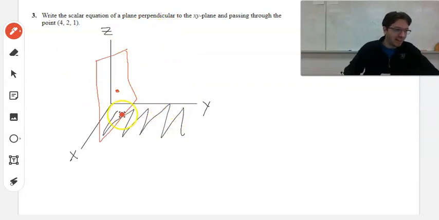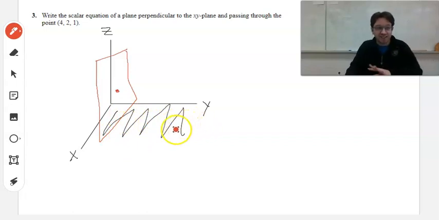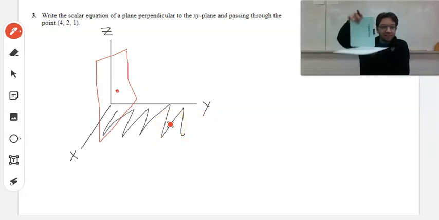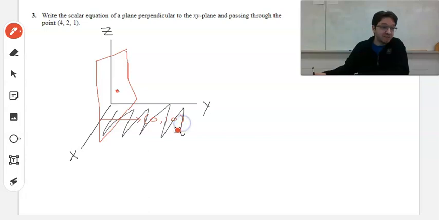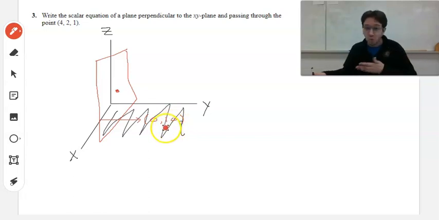All right, so now any vector you pick along the xy plane that's a direction vector for the xy plane will be the normal vector for one of these possible solutions. So you can pick a vector, say, like this, and that vector would be 0, 1, 0. That's a vector on the xy plane, which would be perpendicular to one of these planes that is perpendicular to the xy plane.